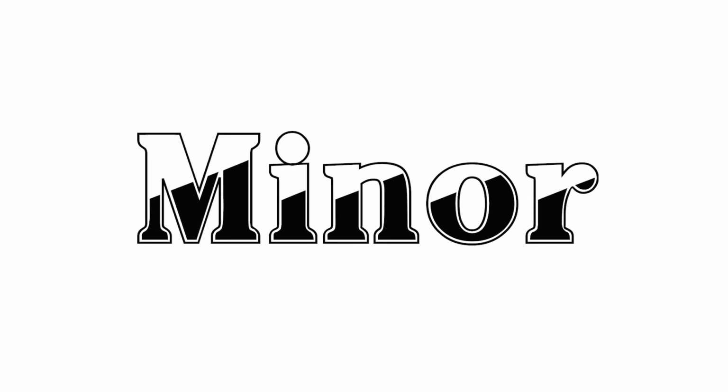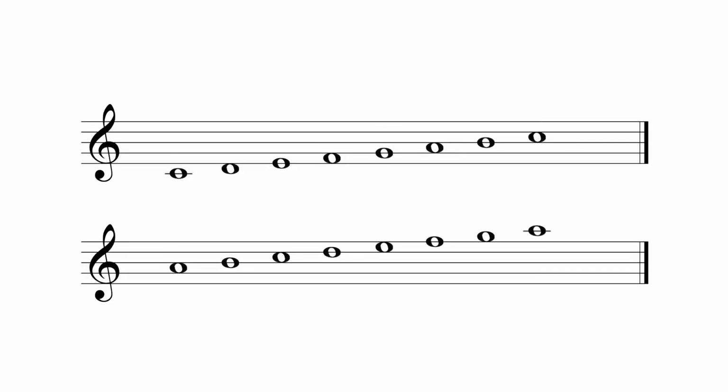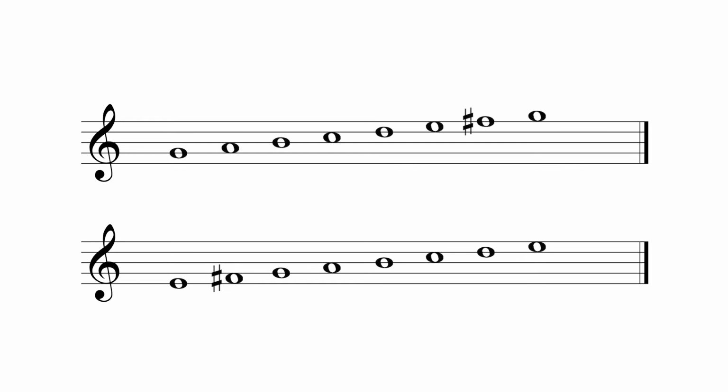The second most common scale is the minor scale. Just like the major scale, it has one and only one note with each letter name. Each minor scale has a relative major scale with the same sharps or flats. So E minor has one sharp, just like its relative major, which is G major.